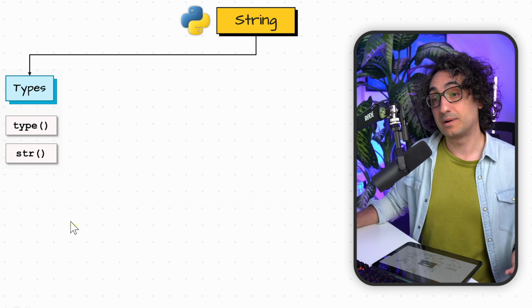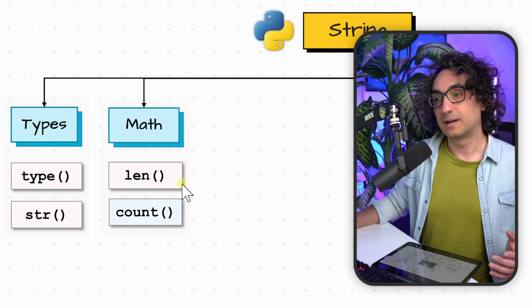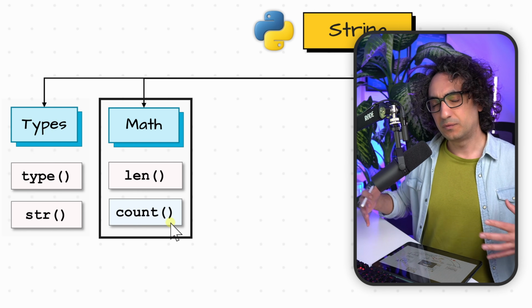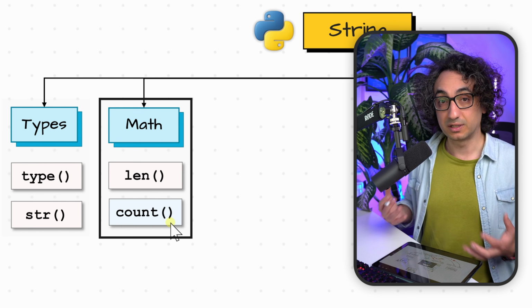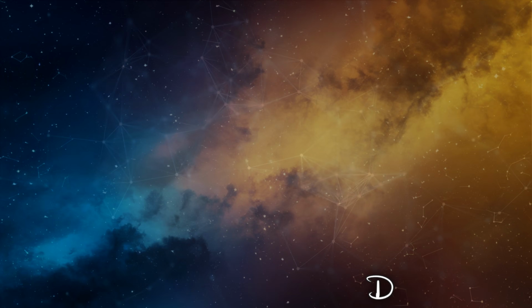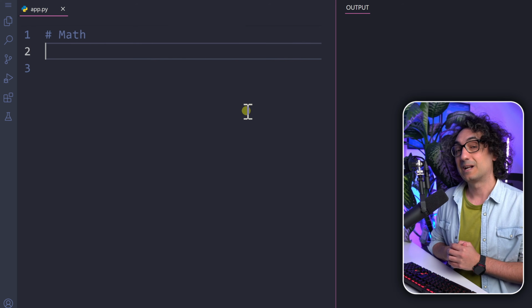Okay, so that's all about the two functions in this category. We're going to move to the next one. We have here one built-in function and a method in order to do a few calculations on the string. So it's like we're going to measure something with the string values. So let's check those two. Okay, so now let's have this example.